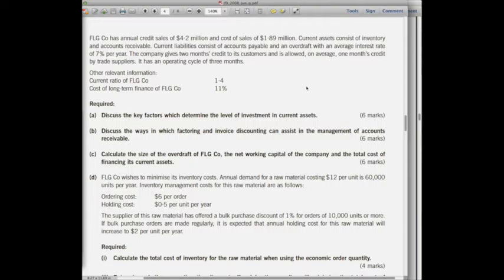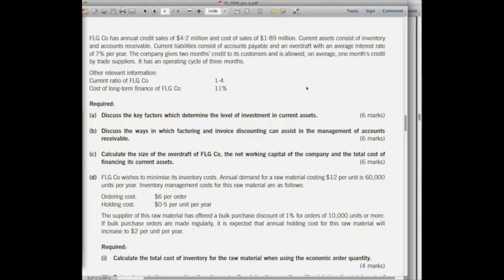Okay, can you go to this question, please? In the revision kit, it's on page number 13, FLG Company, year 2008, June. The question deals with two areas of working capital management, receivable management and inventory management. The question starts with this: FLG Company has annual credit sales of 4.2 million. Have you found that question?